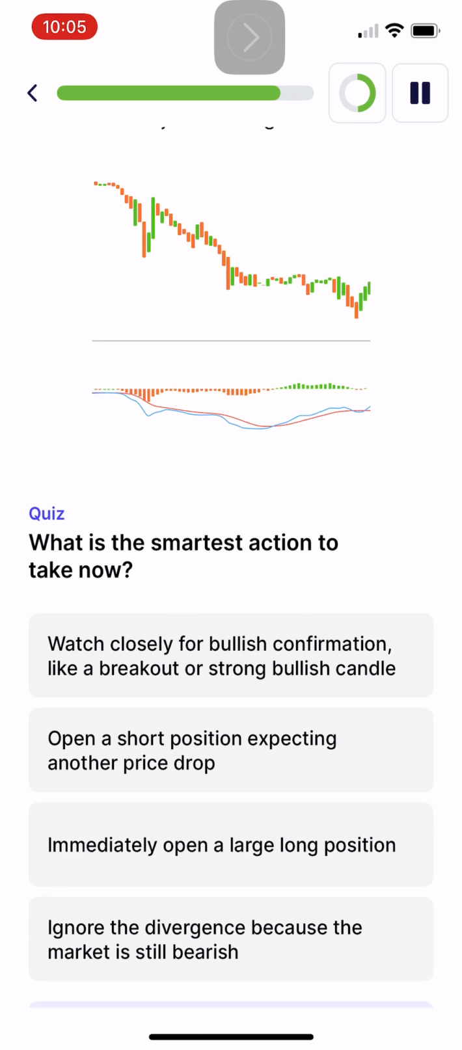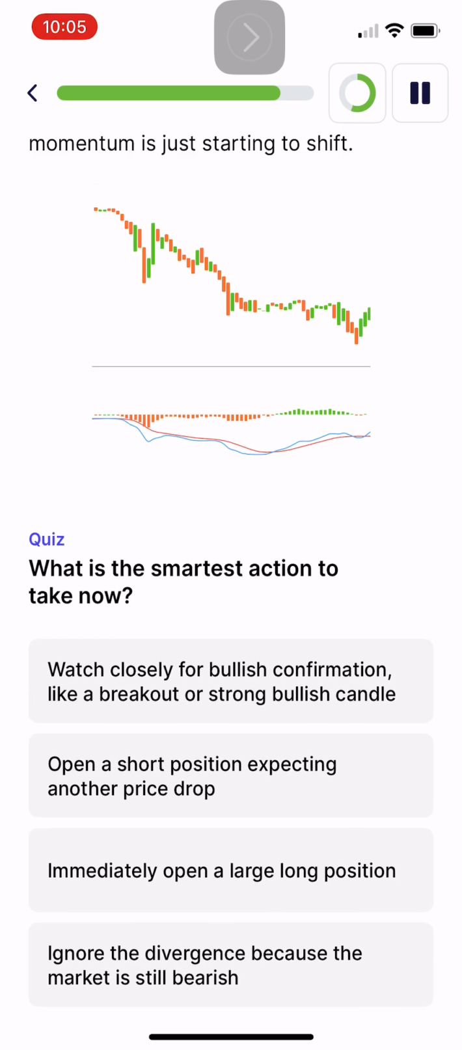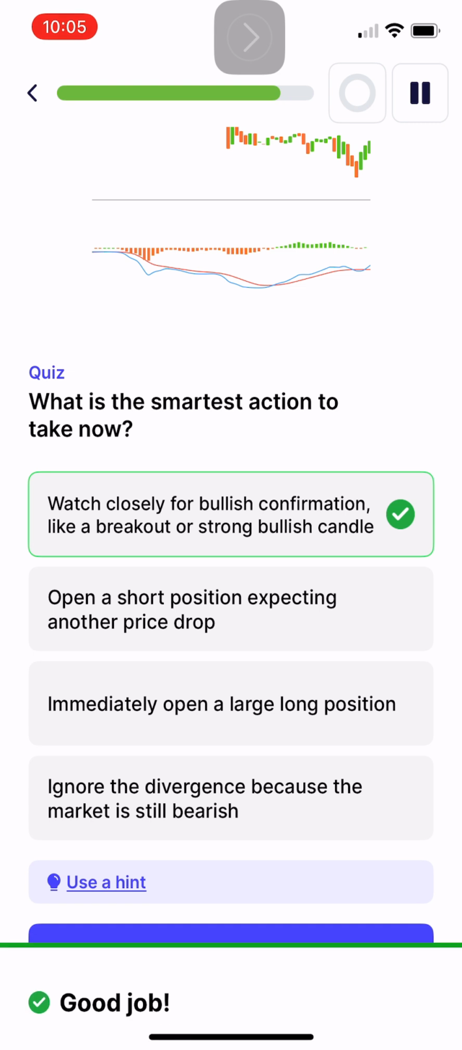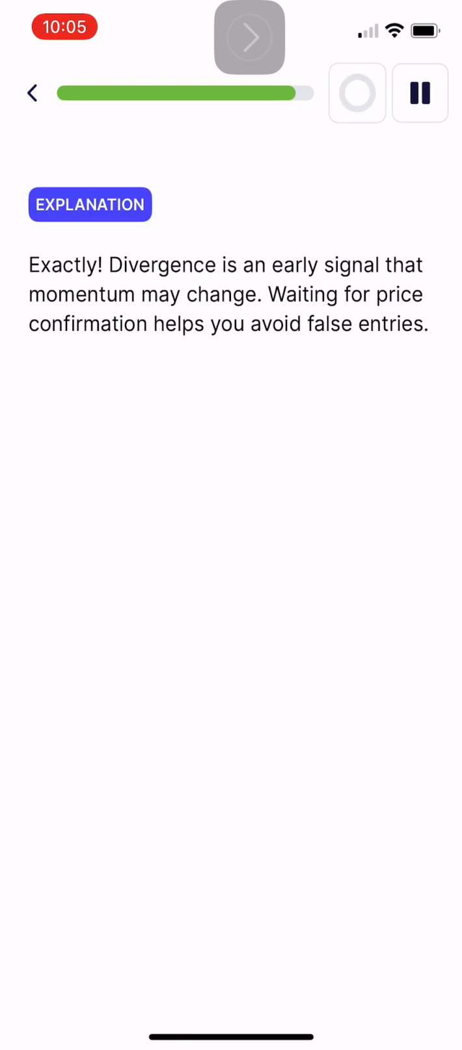What is the smartest action to take now? Watch closely for bullish confirmation, like a breakout or strong bullish candle. Open a short position expecting another price drop. Immediately open a large long position. Ignore the divergence because the market is still bearish. Yes, you're right. Exactly. Divergence is an early signal that momentum may change. Waiting for price confirmation helps you avoid false entries.